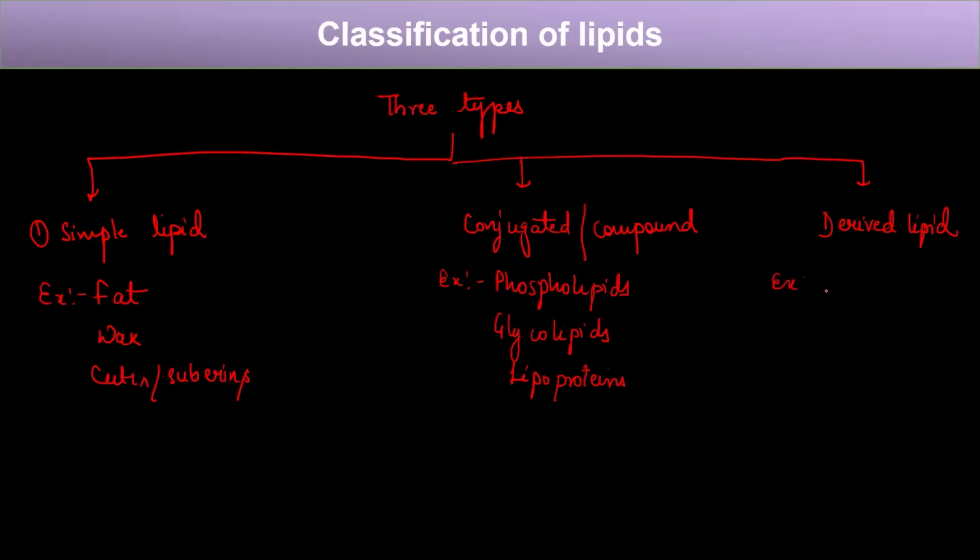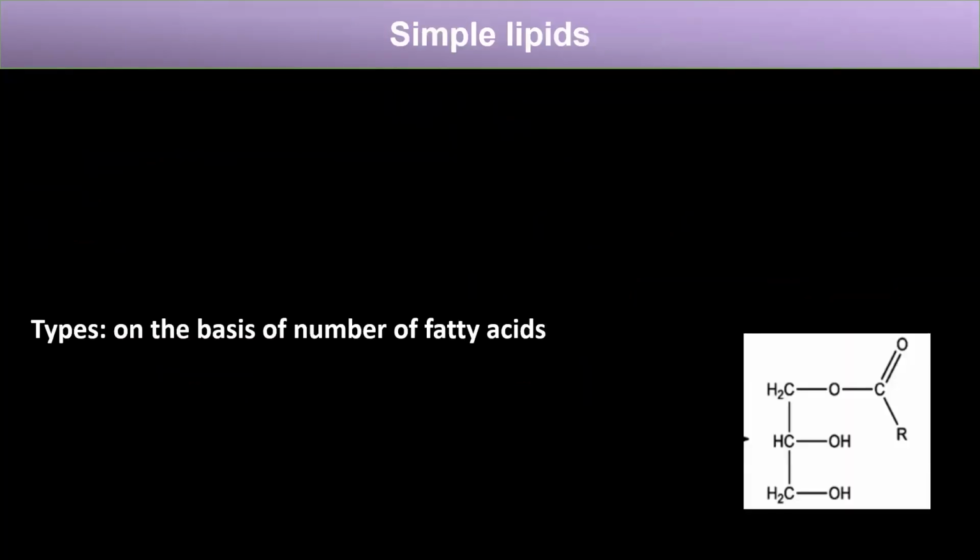And derived lipids, examples are sterols, prostaglandins. So these are the examples of derived lipids. Now we will study about these lipids one by one. So the first type of lipid is simple lipid. So what does simple lipid consist of? It consists of glycerol plus fatty acids.